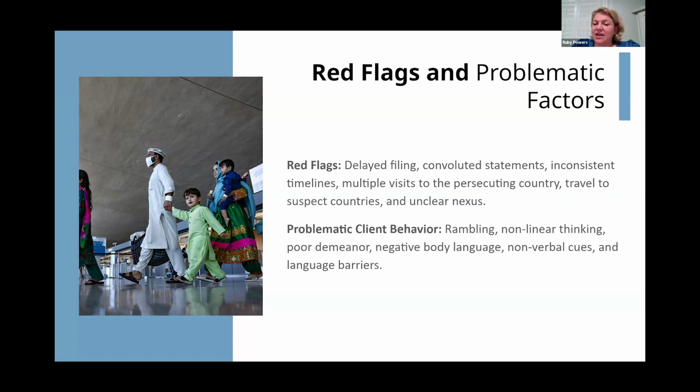Also, you have to have a connection between the past persecution or fear of future persecution on account of one of the five protected grounds. If it's just that there's general violence in the country and you experienced it, that won't be a reason for asylum.